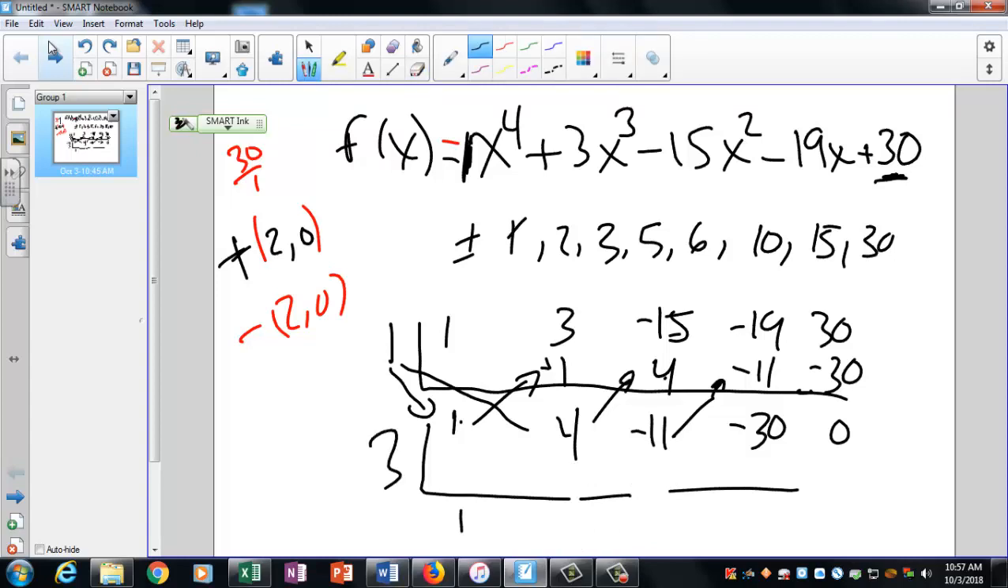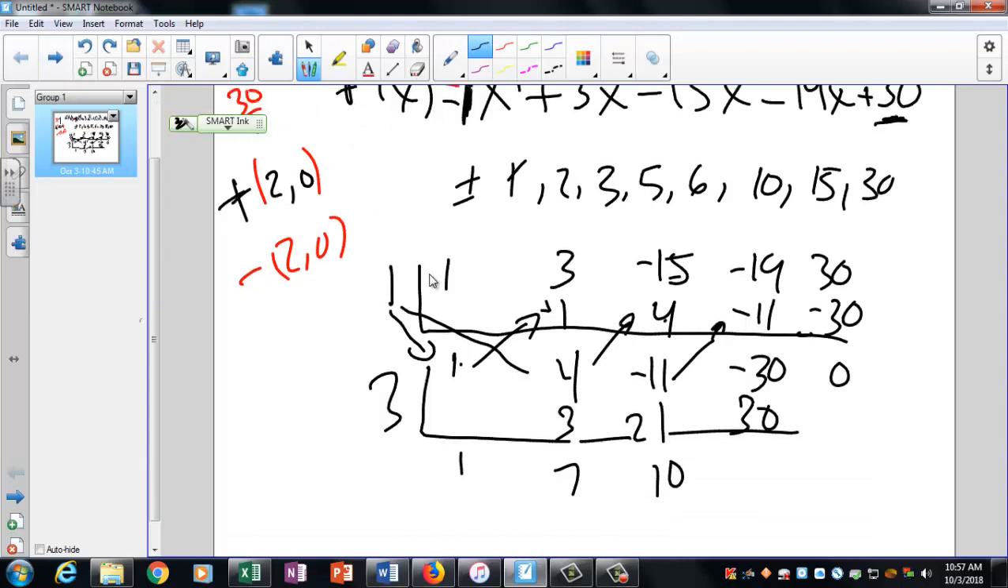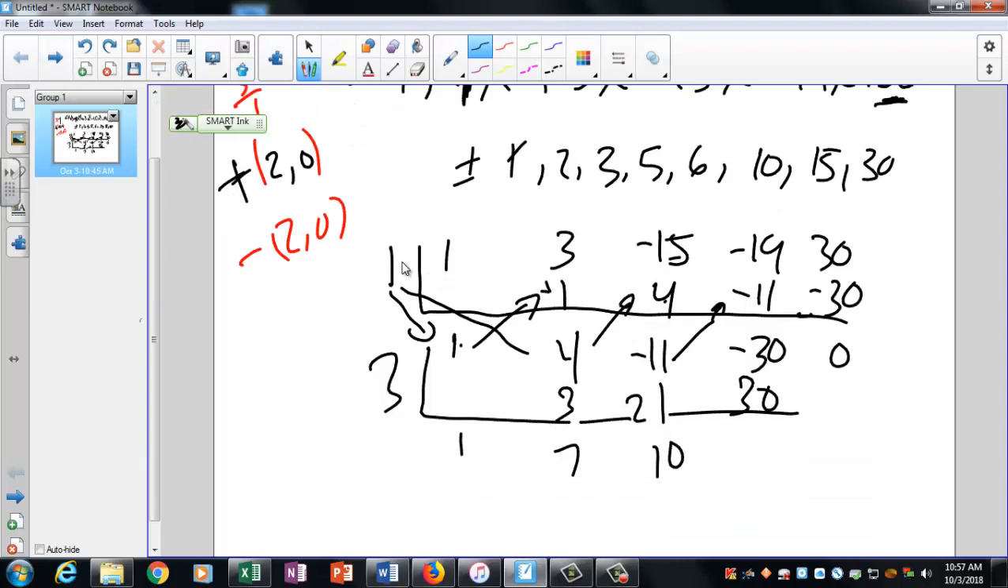Let's try 3. This is 3. This is 7. This is 21. This is 10. This is 30. And so 3 works. Does that make sense? So now we don't have to try any more positive numbers because we got 1 and 3 and they both work.